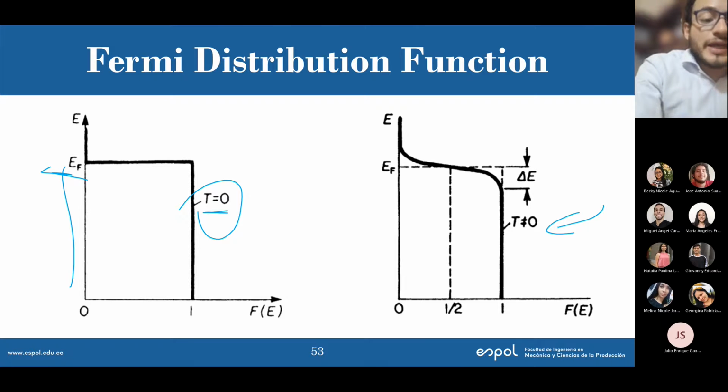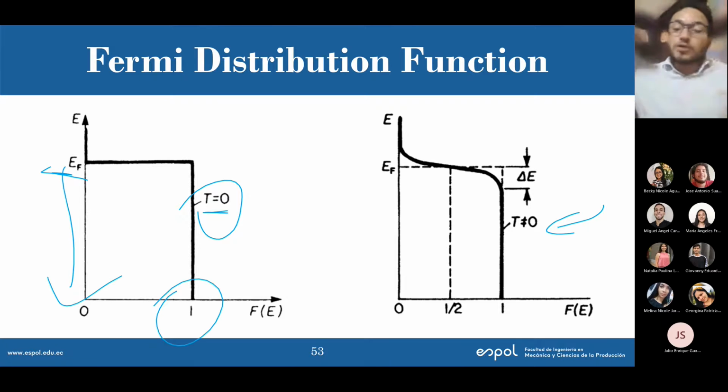equal to EF, then you have a probability of 1, so that means all energy levels are occupied. If it's higher, then you have a probability of 0, therefore all energy levels are empty. But they said, okay, let's actually go to reality, because we know that it's almost impossible, and most materials in the world are not at the absolute 0 temperature. So let's actually represent the case when T is not equal to 0.